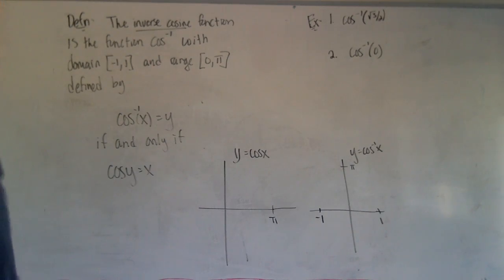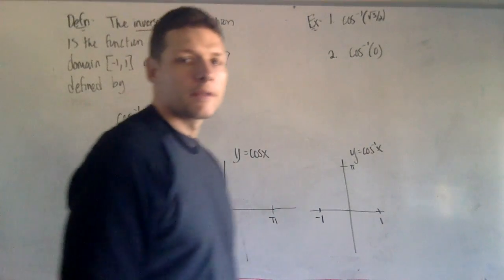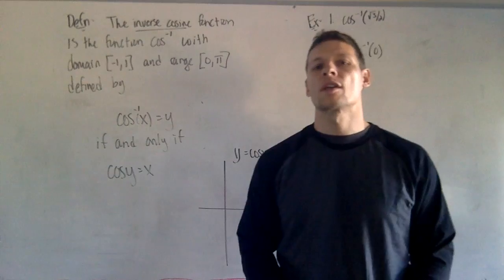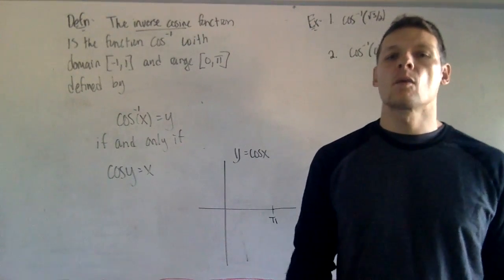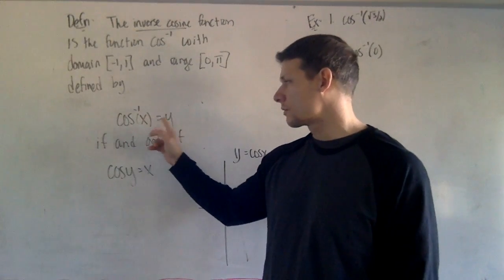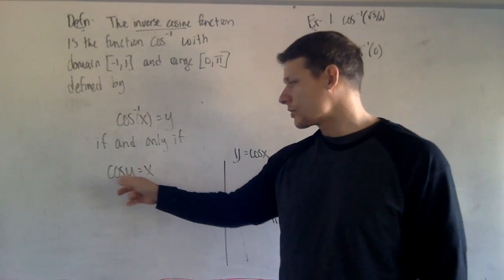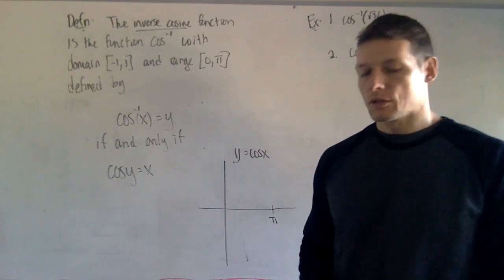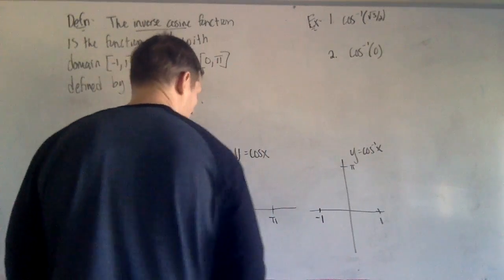Okay, we're talking about the inverse cosine function. So the inverse cosine function is the function cosine inverse with the domain negative 1 to 1 and range 0 to pi, and it's defined by the rule cosine inverse of x equals y if and only if cosine of y equals x. So let's motivate this by again drawing the cosine function.